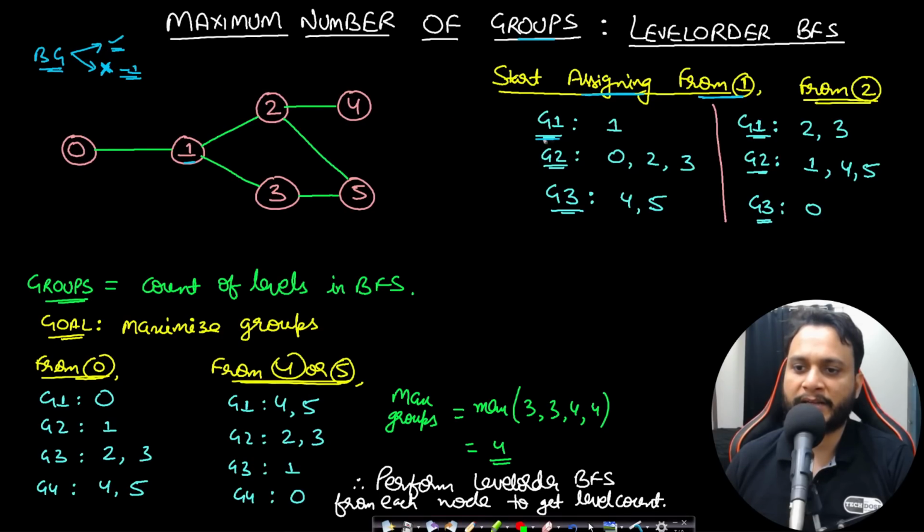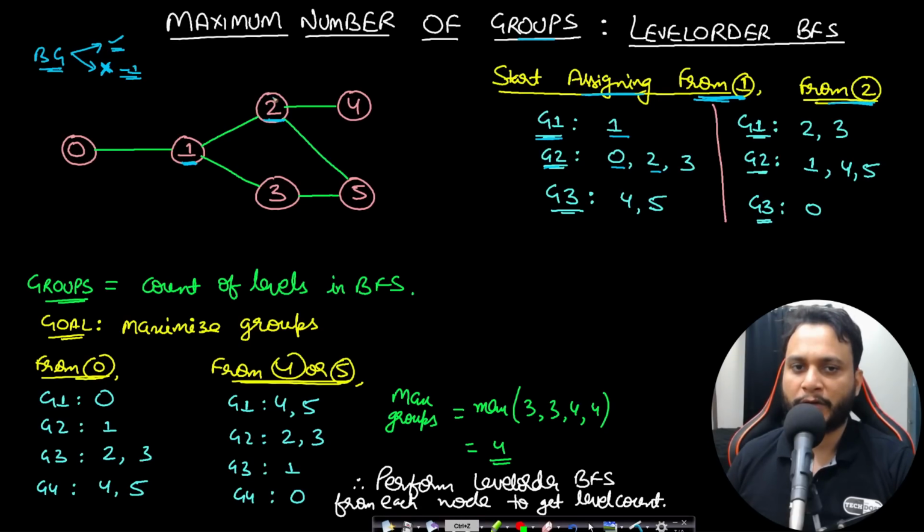And I have written it exactly: for group 1 you have 1, for group 2 you will have 0, 2, 3 in the next level, and for group 3 you will have 4, 5 at the next level, right? So this is how you can use level order BFS to find out the maximum number of groups starting from a given node. But maybe starting from this node 1 is not giving me the maximum number of groups. Maybe if I try from somewhere else, I will get even more groups.